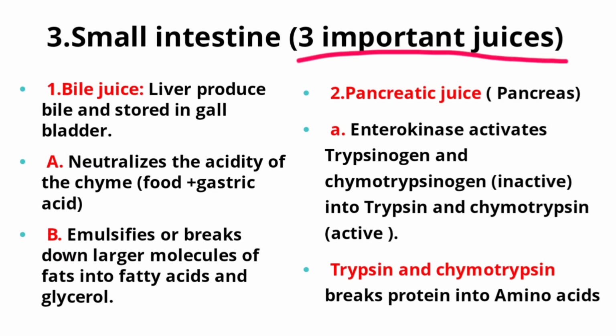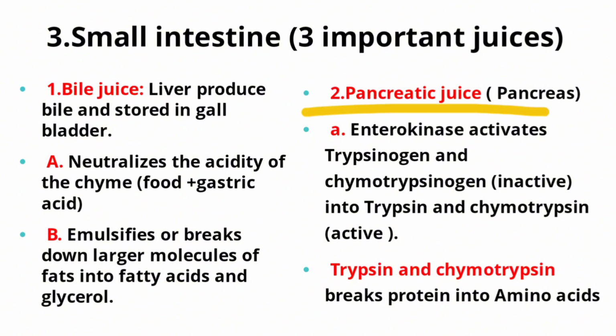The small intestine has three important juices. The first is bile juice. The bile juice is produced by the liver and stored in the gallbladder. Its function is to neutralize the acidity of the chyme, and it emulsifies or breaks down larger molecules of fats into fatty acids and glycerol. The second is pancreatic juice, produced by the pancreas.